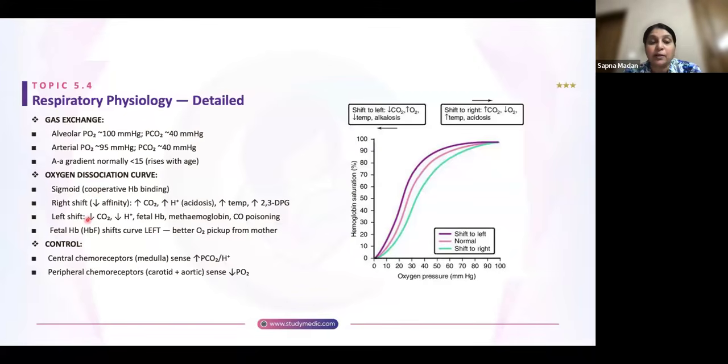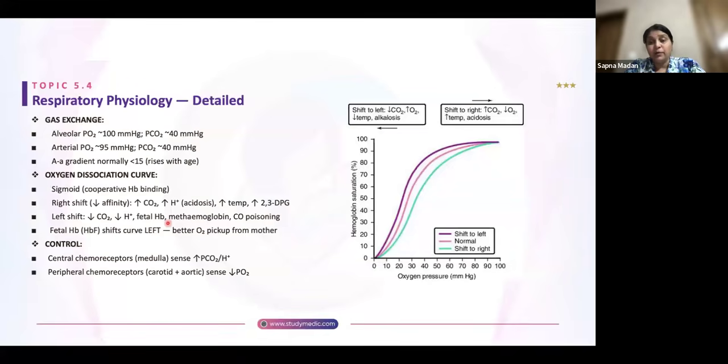Left shift is when the carbon dioxide is low, the hydrogen ions are low, so that means it is alkalosis, or in fetal hemoglobin also. And in methemoglobin and carbon monoxide poisoning, the oxygen dissociation curve will move to the left.